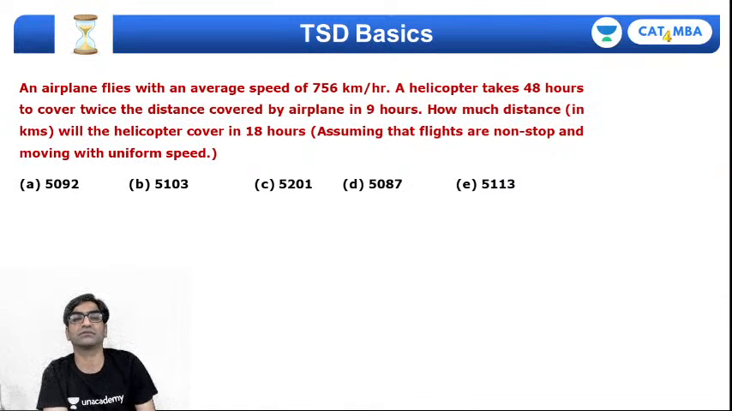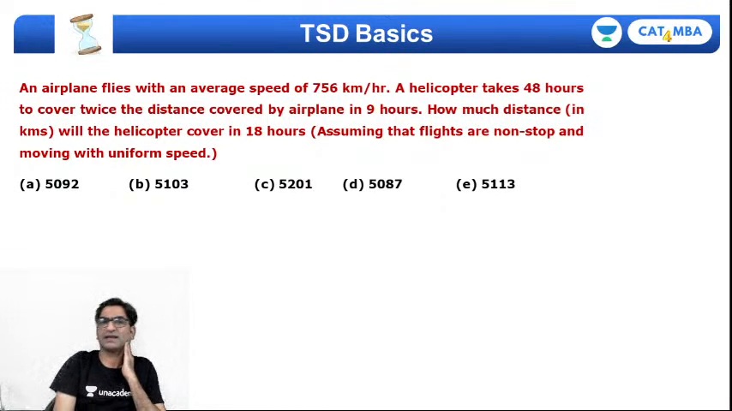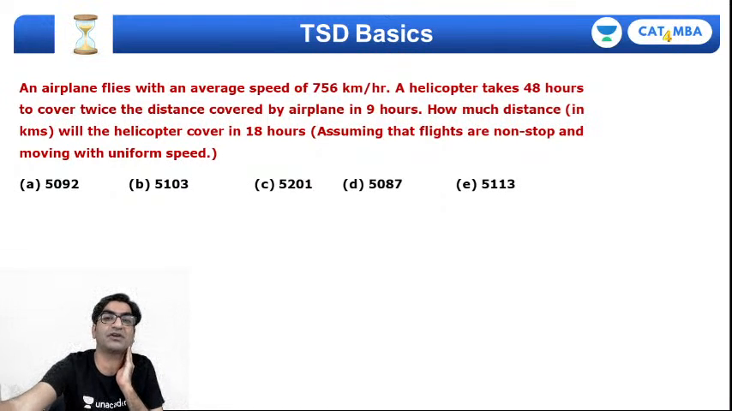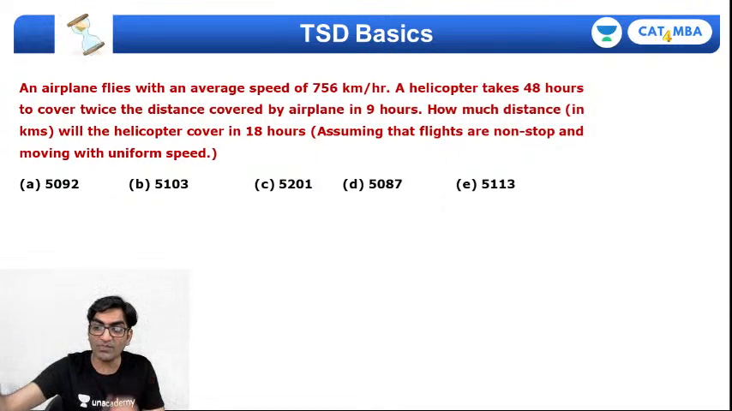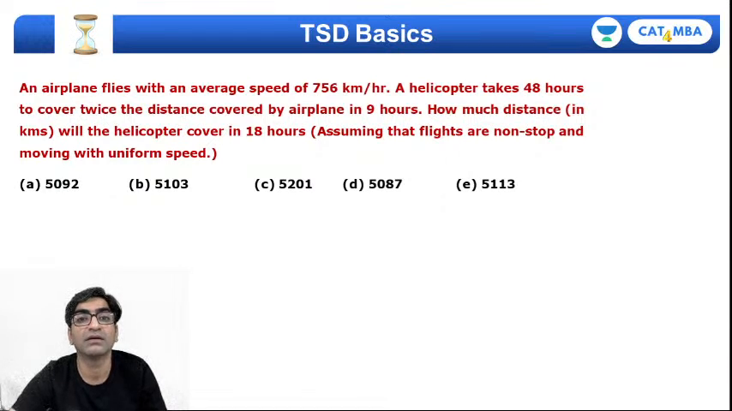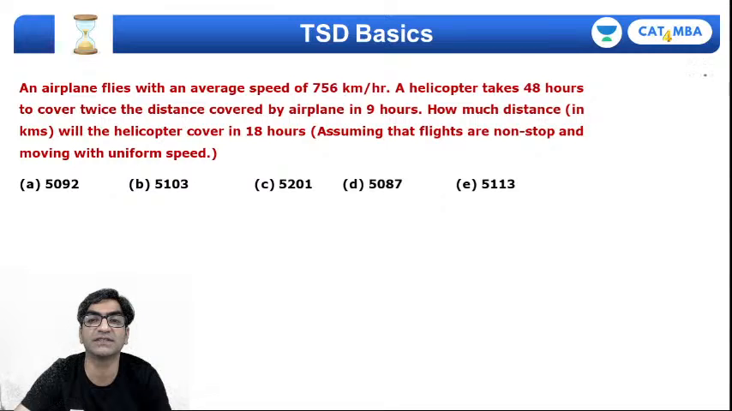Okay, how about another basic problem? Simple question है. Train flies with an average speed. अच्छा, average का question आ गया. Yeah, the average speed that the airplane flies at is 756. Helicopter takes 48 hours to cover twice the distance covered by the aeroplane.